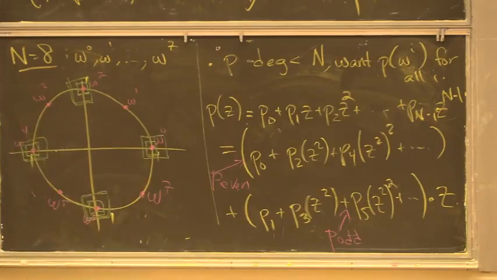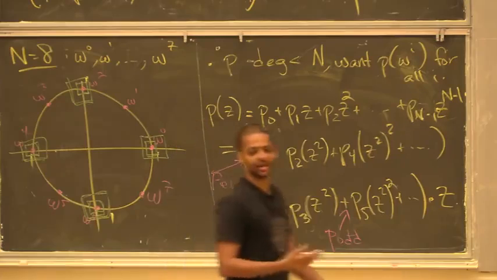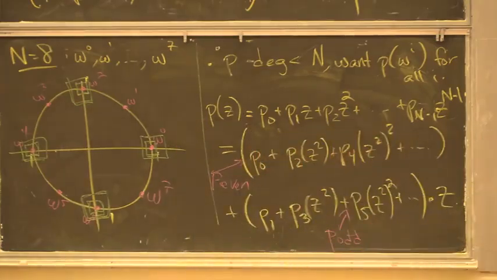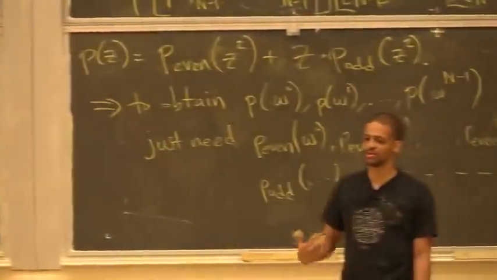So, in fact, it is true. When I take these roots of unity, there are n of them, and I square them all, I only have n over 2 distinct points now. In fact, I have the n over 2th roots of unity.